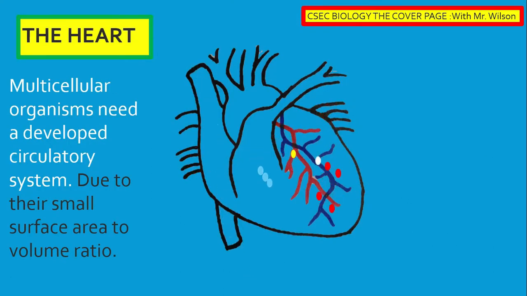The circulatory system is made up of three parts: the heart, which pumps the blood, which transports material to be transported, and the blood vessels, which operate like a pipeline, carrying the needed substances to the places they need to go. Multicellular organisms need a developed circulatory system, and this is due to their small surface area to volume ratio.